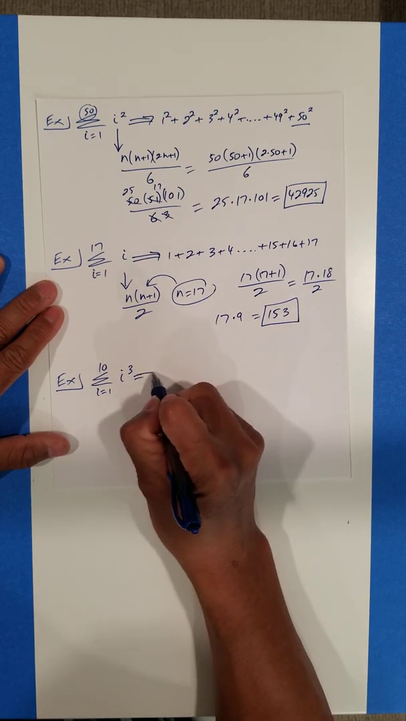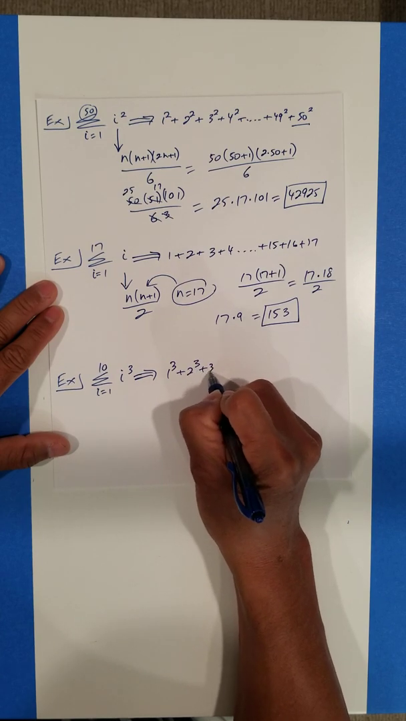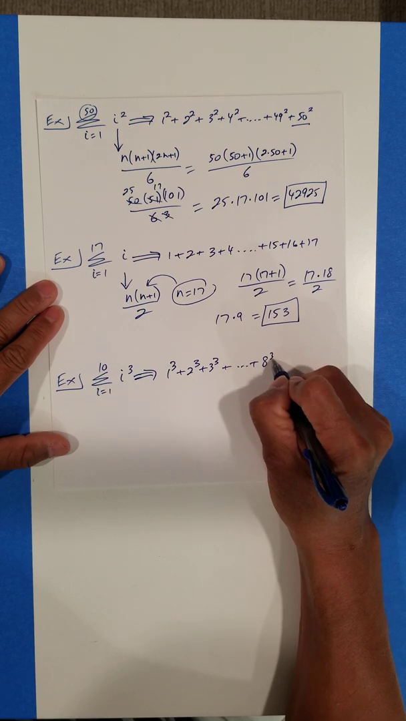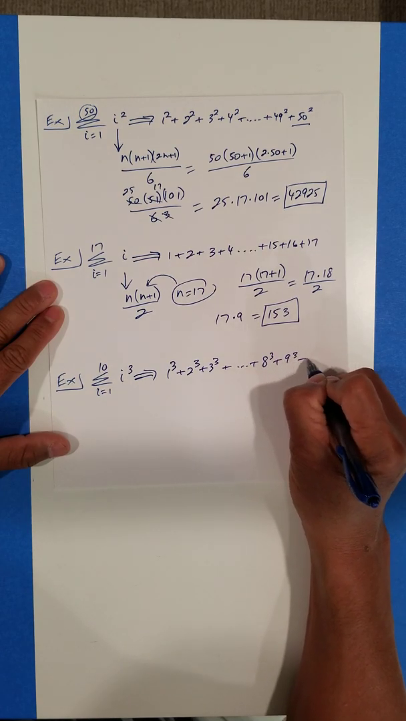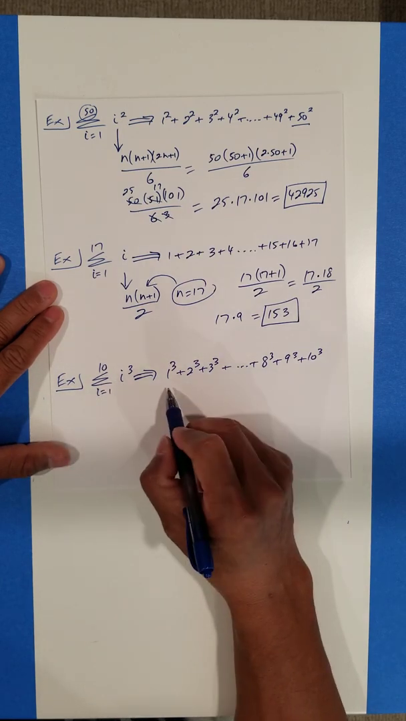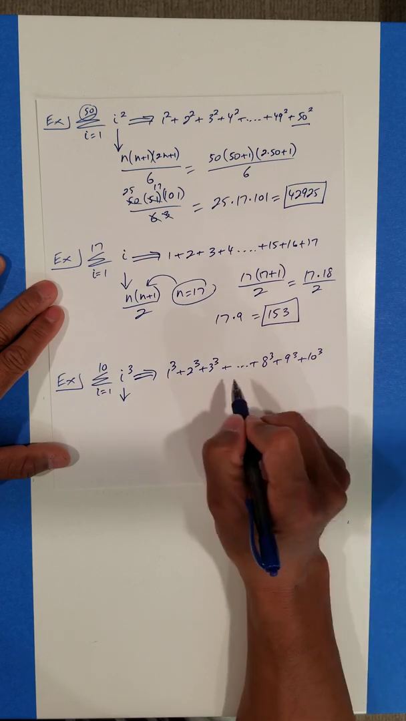So this is real simple, okay: 1 cubed, 2 cubed, 3 cubed, plus dot dot dot, plus 8 cubed, 9 cubed, and 10 cubed. I stopped at 10 because of my index. Okay, so you can do this manually, but it might be time consuming, right?